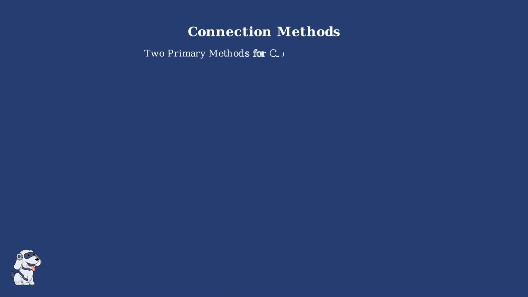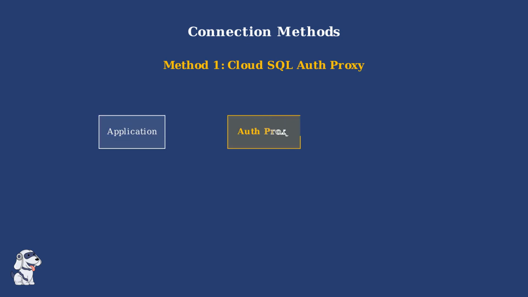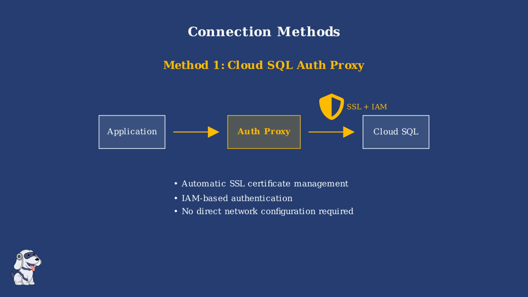When connecting applications to Cloud SQL instances, there are two primary methods available. Each method offers distinct advantages for different architectural requirements and security considerations. The Cloud SQL Auth proxy serves as an intermediary that creates secure connections between your application and Cloud SQL instances. It automatically manages short-lived SSL certificates and handles IAM authentication. The Auth proxy provides automatic SSL certificate management, IAM-based authentication, and requires no direct network configuration. This makes it an excellent choice for applications that need secure, managed connectivity.